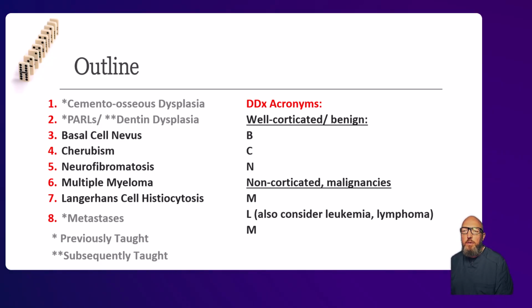But that's it for multifocal radiolucencies. Corticated means syndrome, and that's basal cell nevoid. And that acronym is BCN. It just happens to be the same acronym for basal cell nevoid. So you can go off of that, but basal cell nevoid, cherubism, neurofibromatosis, and then non-corticated, where it looks more potentially malignant, even though some of them look a little bit corticated. Think your MLM acronym. So multiple myeloma, Langerhans, and metastases.